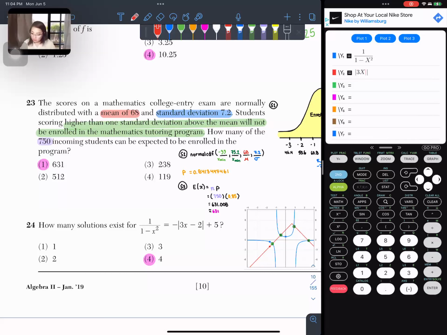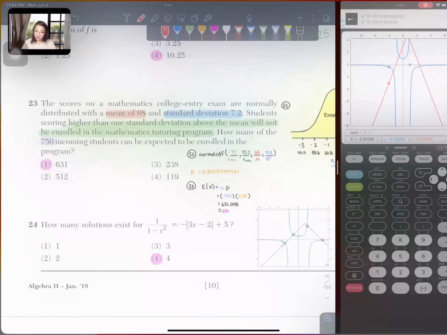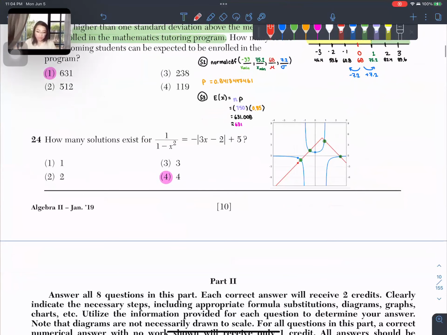And then it's 3x minus 2, and then plus 5. But I have to write a negative in front because it's negative. And then you just graph it, and then you just count 1, 2, 3, 4. So yeah, you just do it graphically. That's pretty much the concept here.